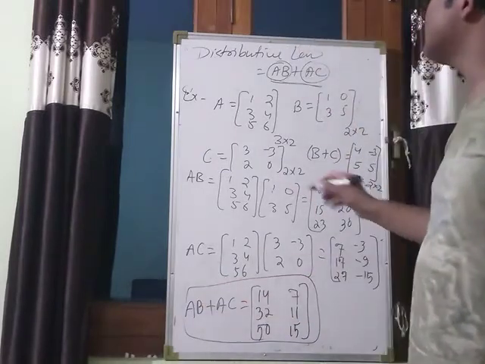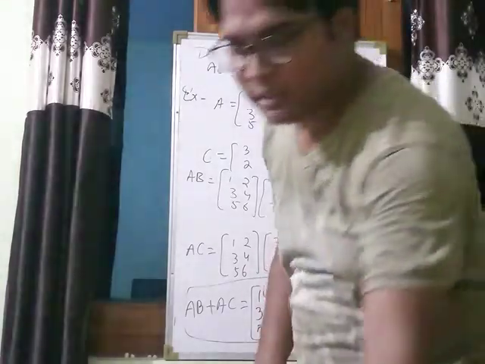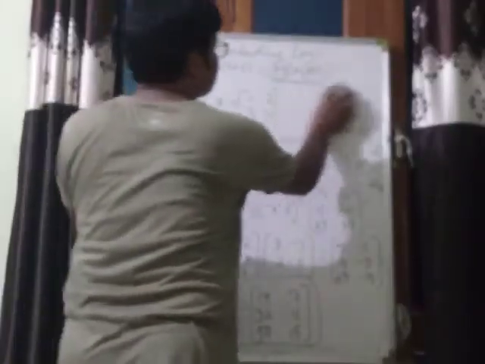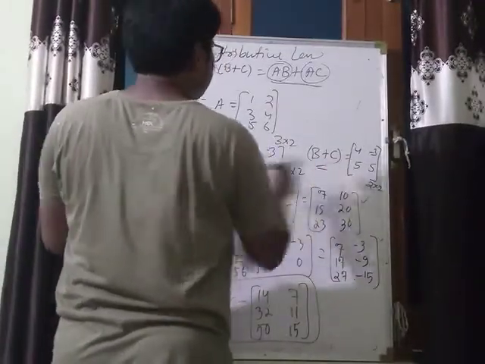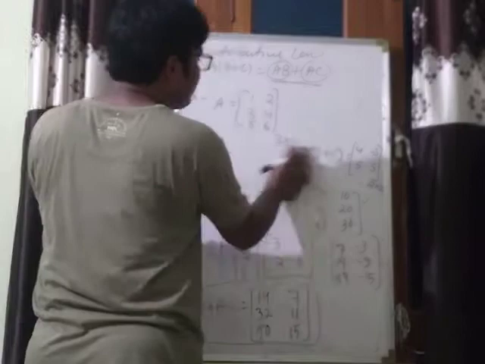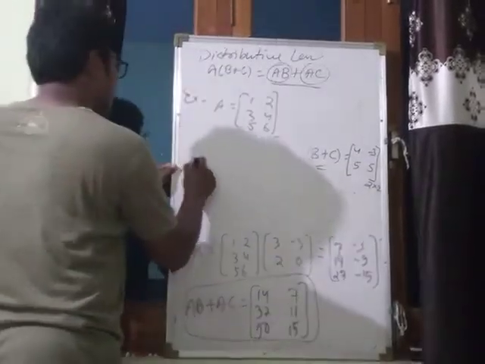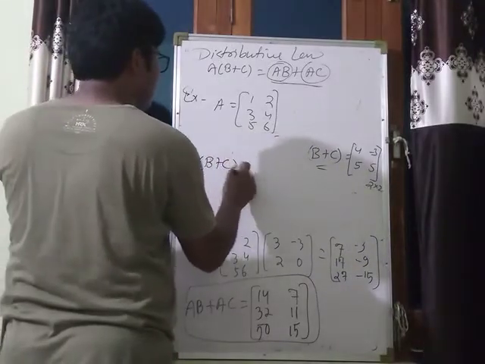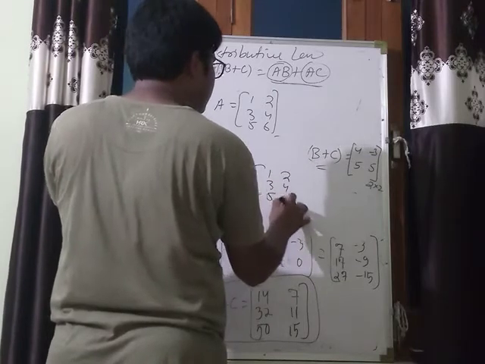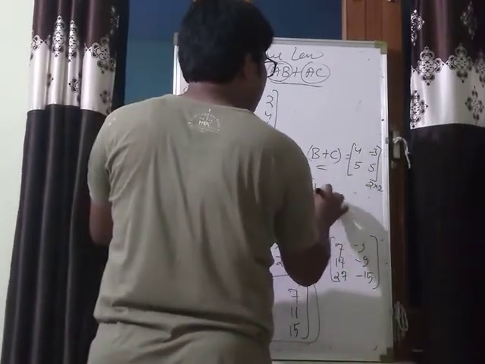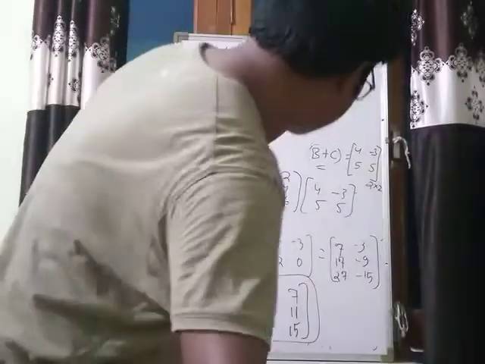Now I am going to find out A into (B plus C). See, this is A and B plus C is here. So A into (B plus C) is what? A is 1, 2, 3, 4, 5, 6 and B plus C is 4, minus 3, 5. This is 5. Okay.